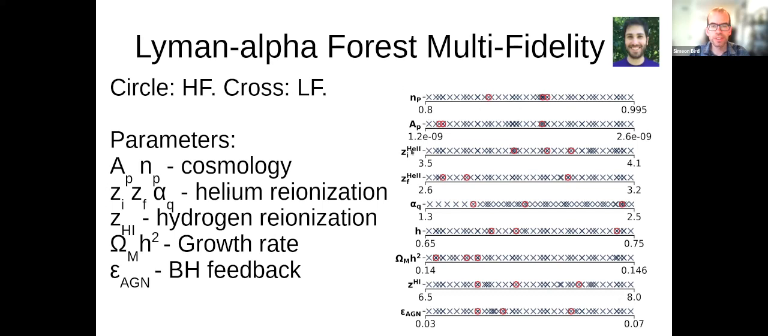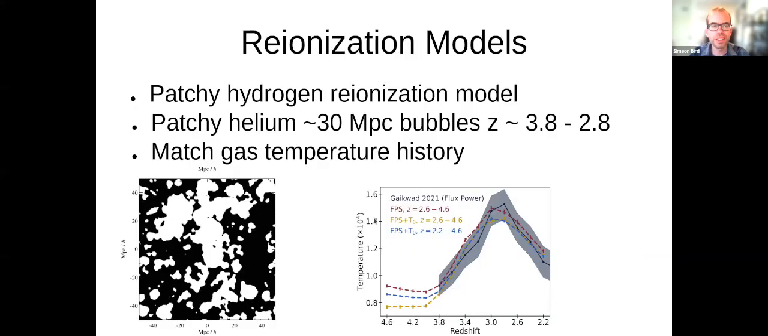These 3 parameters: ZI-HE is the beginning of helium reionization, ZF-HE2 is the end of helium reionization, and this alpha Q controls how hot the gas gets during helium reionization. This ZHI is the redshift of the midpoint of hydrogen reionization. So I've been talking about hydrogen reionization, so just quickly, let me explain what I mean here.